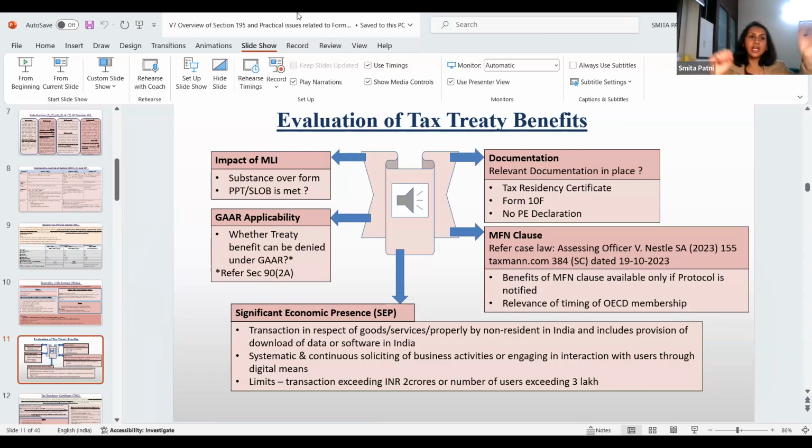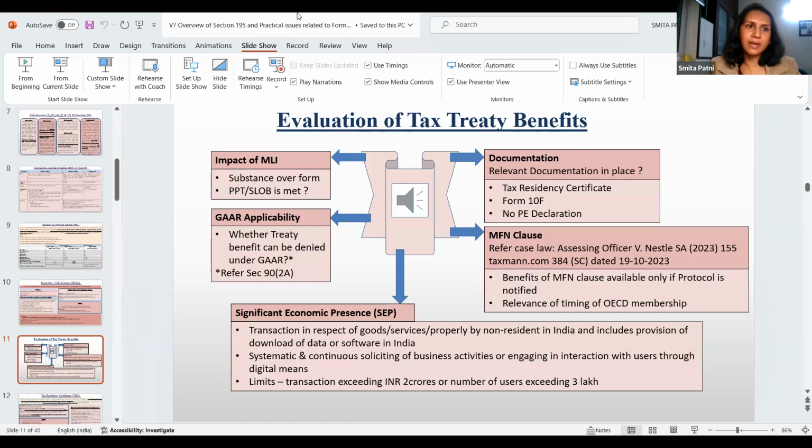Now, what are the documents required in case we need to take the treaty benefit? There are 3 documents: TRC, Tax Residency Certificate, Form 10F, and no PE declaration. I will come to these separately in separate slides. Just to give basic information, we are supposed to get all 3 documents in case we want a tax treaty benefit, in case we want to apply the lower rates.